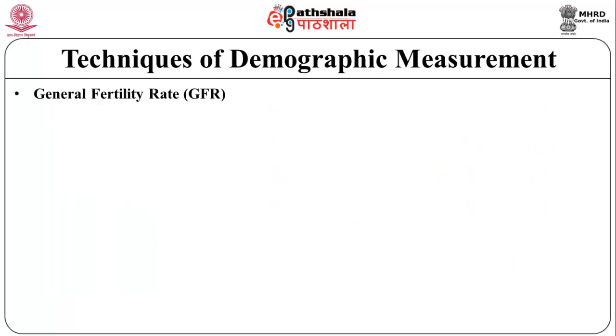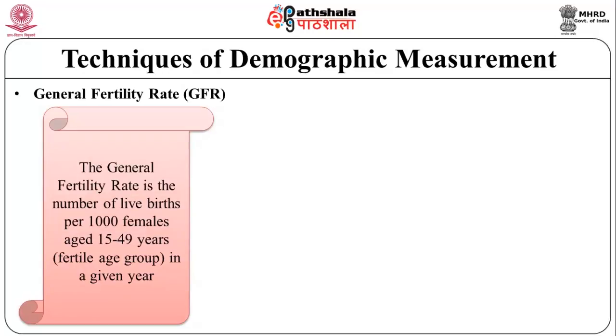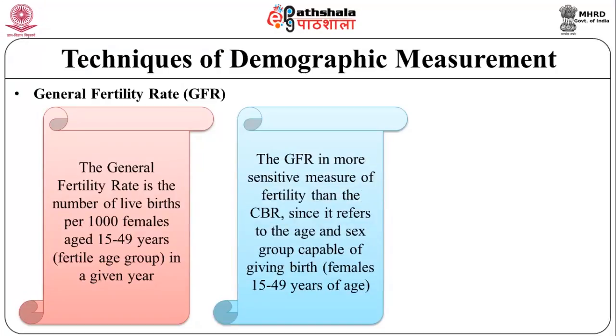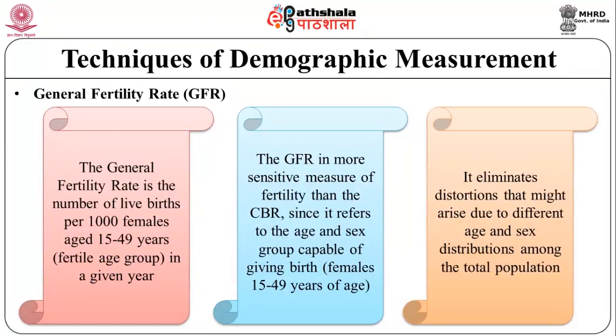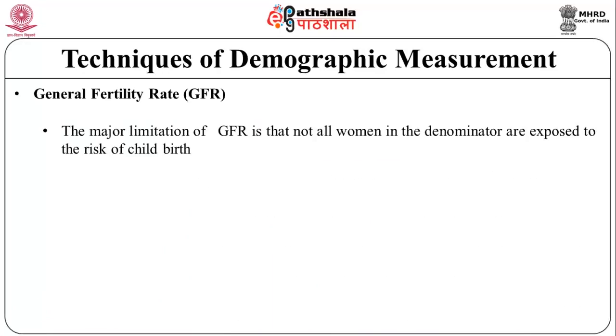Now we'll come to general fertility rate, GFR. The general fertility rate is the number of live births per thousand females aged 15 to 49 years, the fertile age group, in a given year. The GFR is a more sensitive measure of fertility than the crude birth rate since it refers to the age and sex group capable of giving birth, females 15 to 49 years of age. It eliminates distortions that might arise due to different age and sex distribution among the total population. The major limitation of GFR is that not all women in the denominator are exposed to the risk of childbirth.